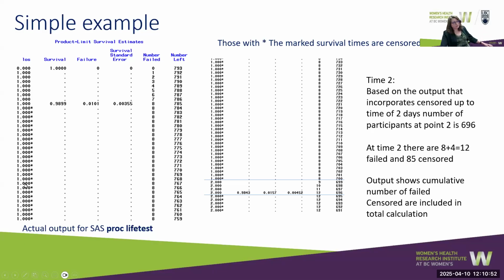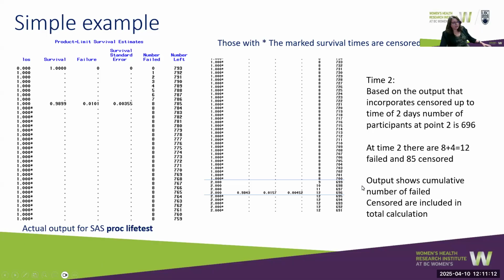But when you see 1 with a star, those are people who were censored, and the number of failures is not changing. It continues to be 8. But the number left is changing by 1. It means those are the people that were censored. They left the hospital after discharge, and we actually don't know what happened with them afterward.